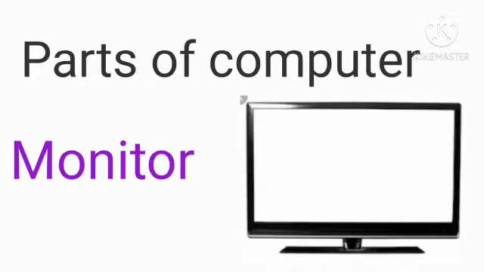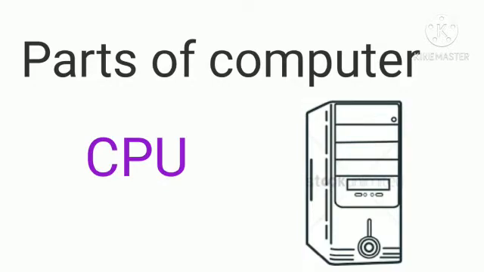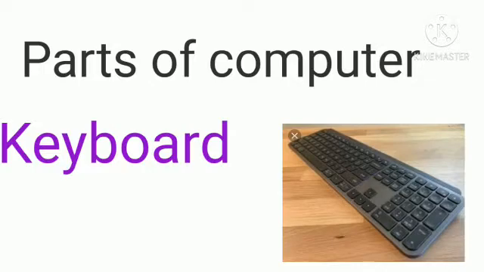Let's see which are the parts of computer. A computer is made up of the following basic parts. Monitor. A monitor looks like a TV screen. CPU. CPU, that is central processing unit, is the brain of computer. Keyboard. A keyboard is used for typing.